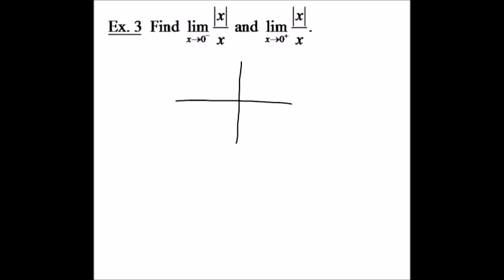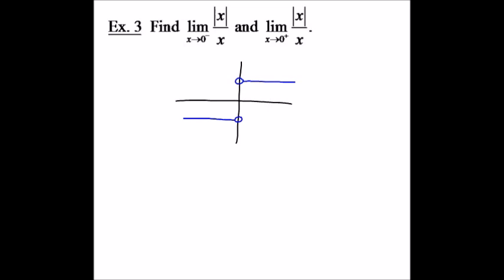When x is positive, the absolute value and x are equal, so their quotient will be 1. That makes the graph y equals 1 for positive x values. When x is negative, absolute value of x and x are opposites, so their quotient is negative 1. So we'll graph y equals negative 1 for negative x values.